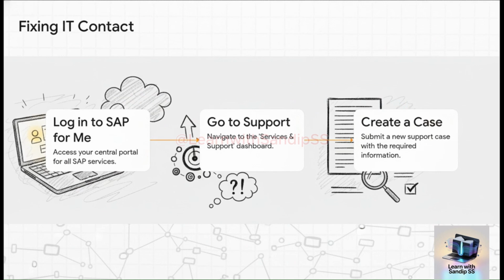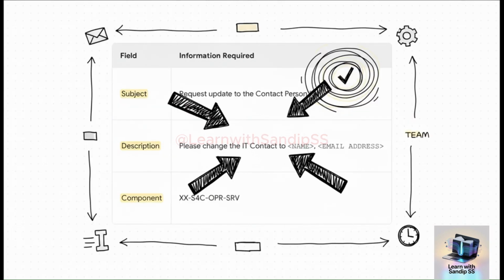The current contact just needs to log in to the SAP For Me portal. From there, you navigate over to the Services and Support dashboard, and you're going to create a new support case. It's a pretty simple process, and this is a big but, to get it done right the first time, the information you put in that ticket has to be spot on. And when I say spot on, I mean it. To make sure this thing gets handled fast, you need to use this exact information.